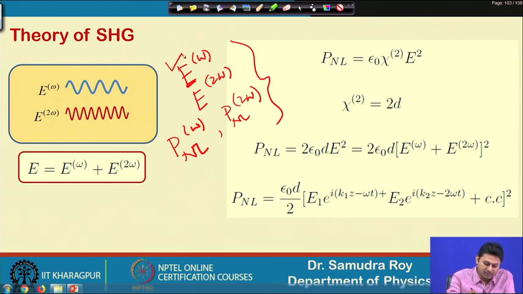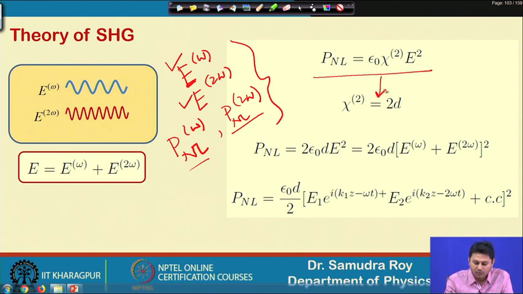So, for this term and this term we know the functional form, but for this and this we need to figure it out. If I want to find the second harmonic, P nonlinear is nothing but epsilon 0 chi 2 E square. Now, here we are going to use chi 2 as 2D. For some historical reason, people use this D matrix rather than chi 2, so we will also follow the same thing.